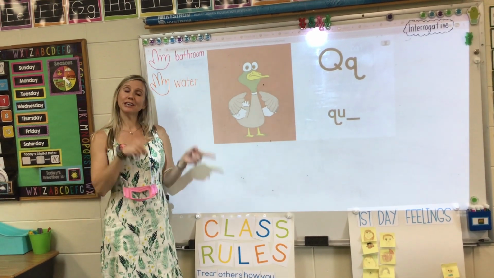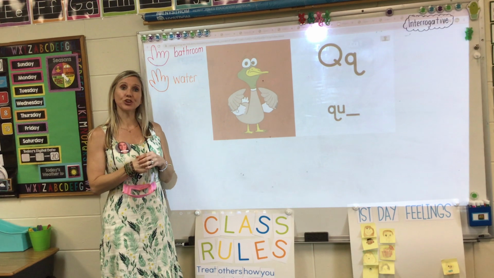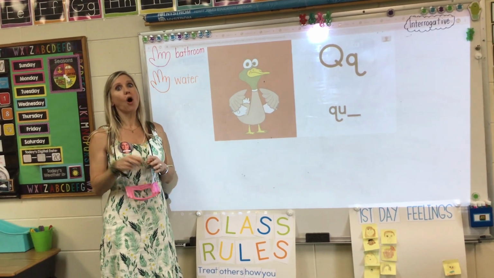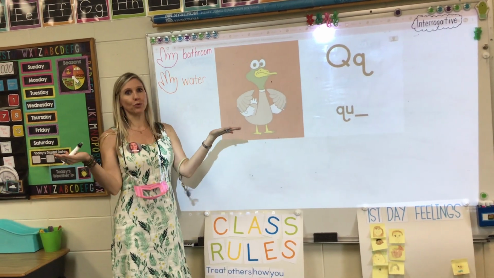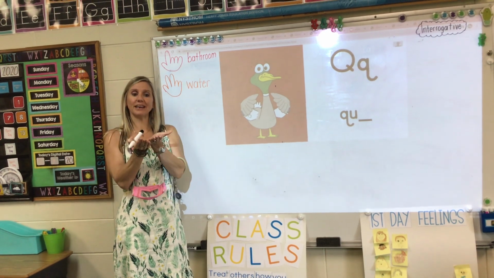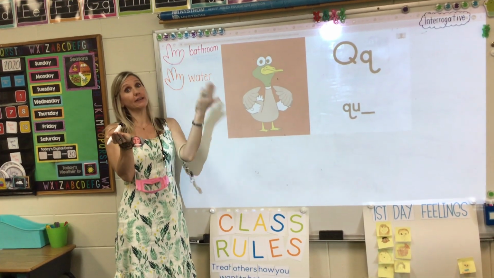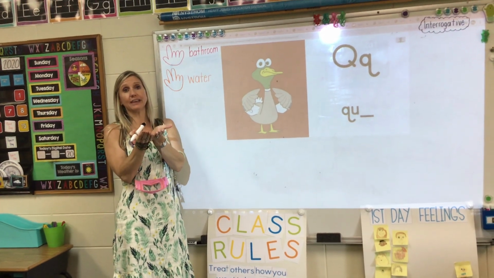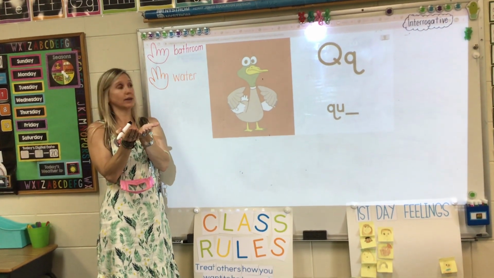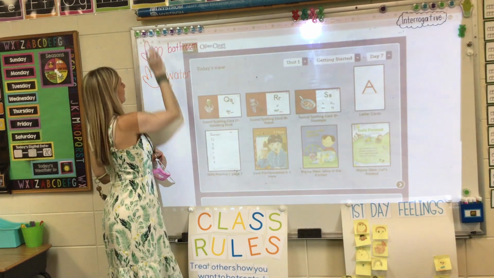And if you were in kindergarten here at Orangewood last year, you know that Q always has to stay with U. We did that with the Q and U wedding. They always stay together. So remember that. Q always has to have U right behind it. And together they make the qu, qu sound. Okay?